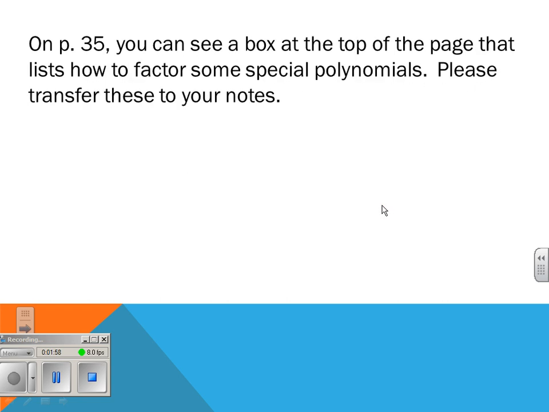Now turn to page 35. You're going to see a box at the top of the page that lists how to factor some special polynomials. Please write these in your notes. So why don't you go ahead and hit pause for a little while so that you have time to write those factoring patterns into your notebook. You have difference of two squares, perfect square trinomials, sums or differences of two cubes.